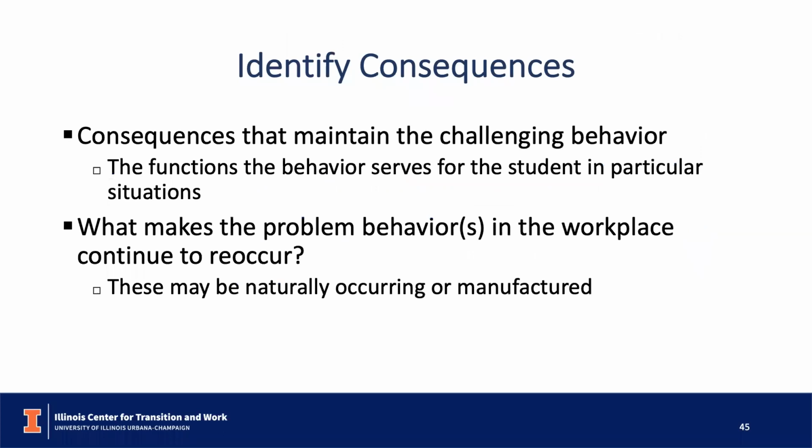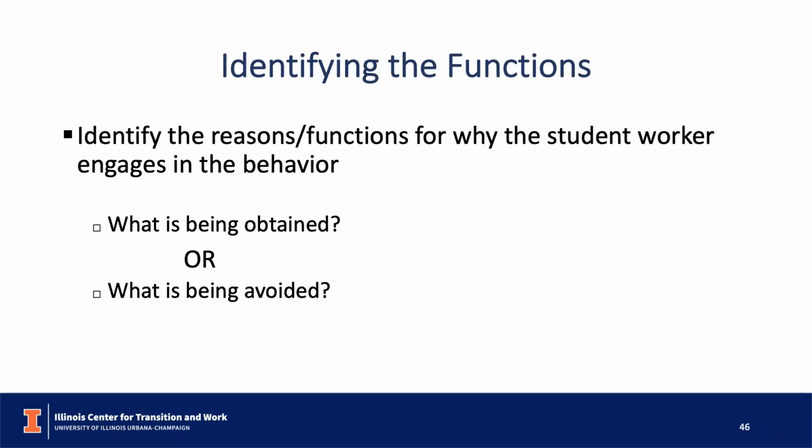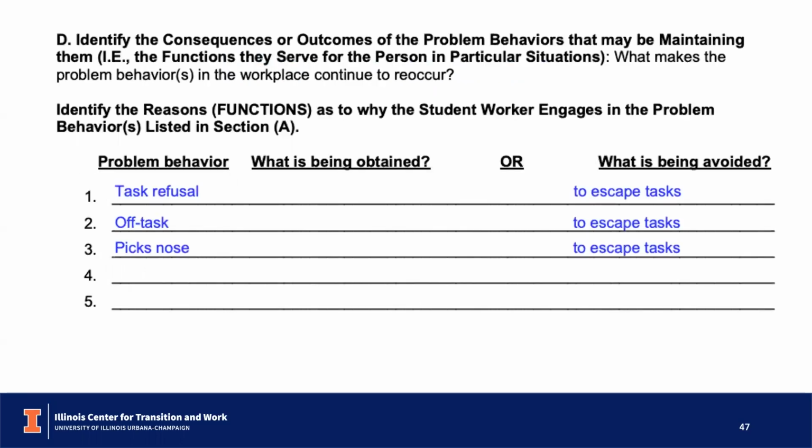So next we want to look at those consequences that maintain the challenging behavior. So the functions the behavior serves for the student in particular situations, and what makes the problem behavior in the workplace continue to reoccur. These things could be naturally occurring or manufactured. When you're identifying the function, you're identifying the reasons for why the student is engaging in the behavior, what is being obtained or what is being avoided. In Tony's situation, his problem behavior of task refusal, he's using it to escape, right? He doesn't want to do the task. And off-task behavior, again, he's doing it to avoid completing the task. And same with picking his nose. All 3 behaviors are to avoid or escape completing a task.